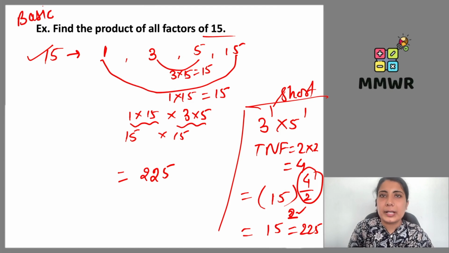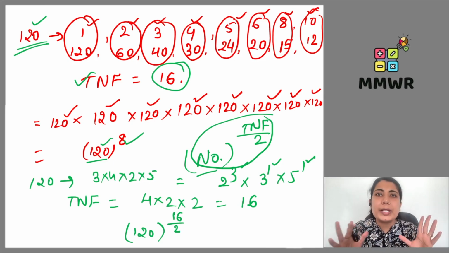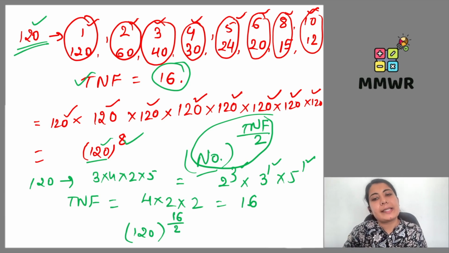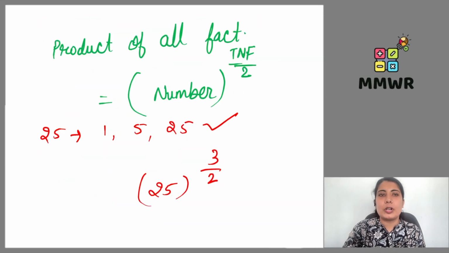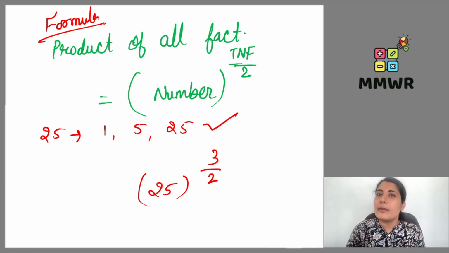As we can see, the disadvantage of the basic method is that in some cases we are not able to write all the factors. It is a lot of time taking. We don't get this much time in a competitive exam. For each question we can spend only 1 second. Sorry, 1 minute. Okay, 1 minute only. So this way we can easily find the product of all the factors by using this formula. This formula needs to be used. The formula here I have: product of all the factors, how will I get it? Number, and its power should be total number of factors divided by 2.